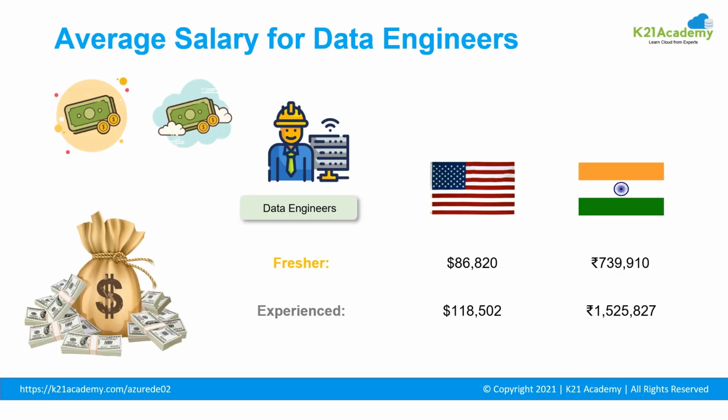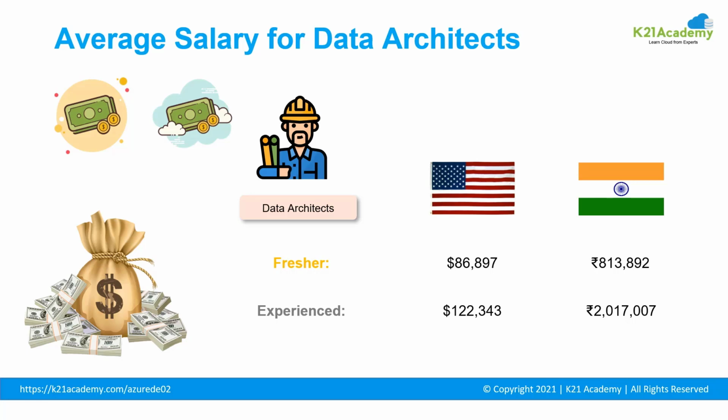So, what is the average salary of data engineer? So the average salary for a fresher in United States is $86,820 per annum. The average salary for a fresher in India is 7,39,910 rupees per annum. The average salary for an experienced professional in the United States is 1,18,502 per annum. The average salary for an experienced professional in India is 15,25,827 rupees per annum.